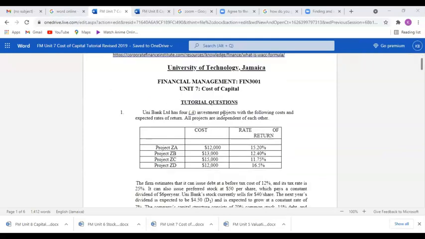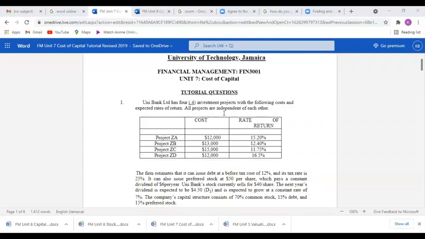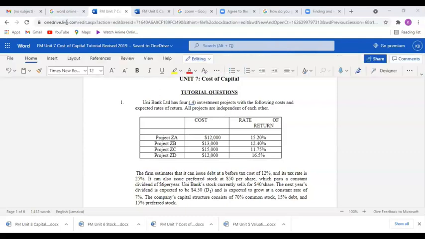Good afternoon, everyone. My name is Sarah Salmon, and my fellow group members are Kirk Blake and Jason Harris. This evening, we will be presenting question 1 on tutorial sheet 7. It states, Unibank has 4 investment projects with the following cost and expected rates of return. All projects are independent of each other.